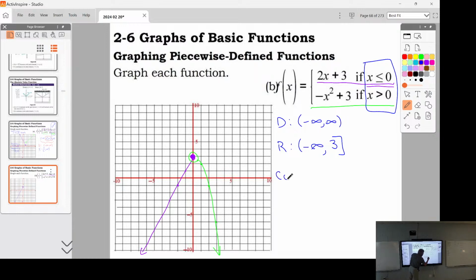Let's talk about where this graph is continuous. Can you draw this entire graph without picking your pencil up? Yes, you can. Because you're on the purple line all the way to 0, and the instant you pass 0, you're on the green graph. So this is continuous from negative infinity to infinity.